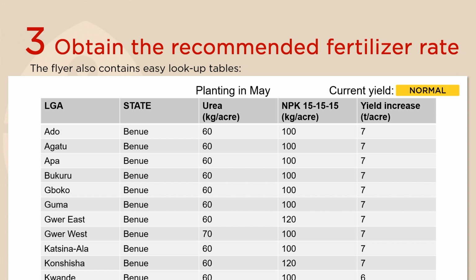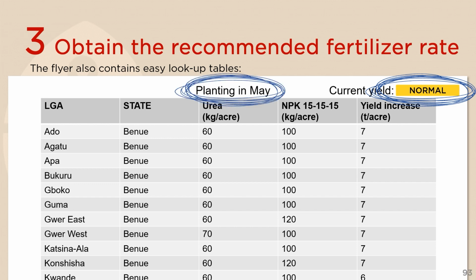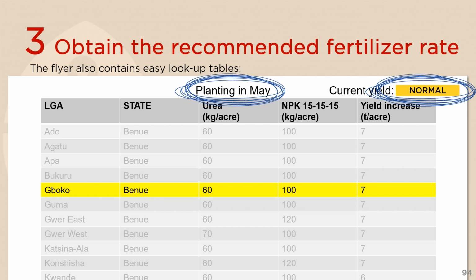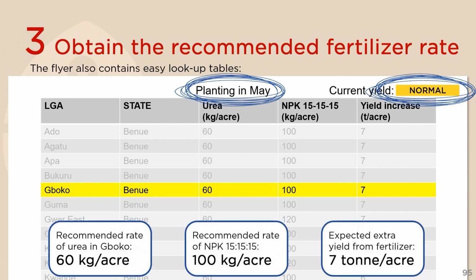For our example, we require the table for a field of normal yield and for a cassava field planted in May. In the LGA column, look for your LGA. For our example, we selected Boko. You will now see the same numbers as earlier found from the maps.